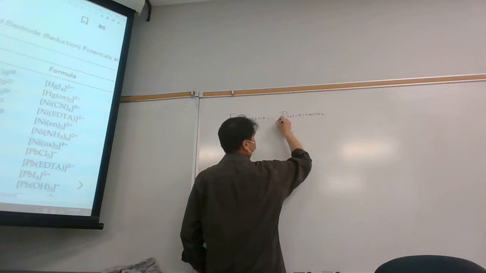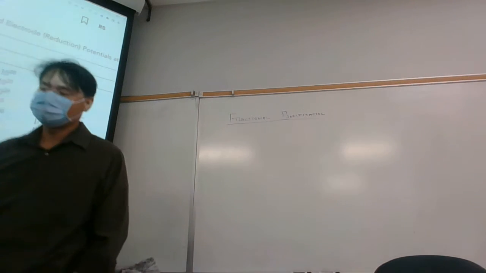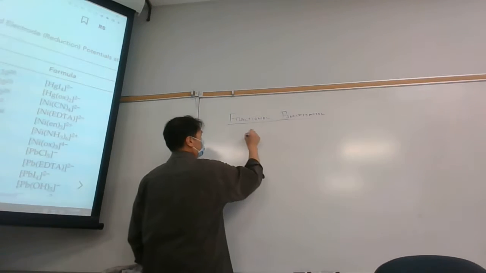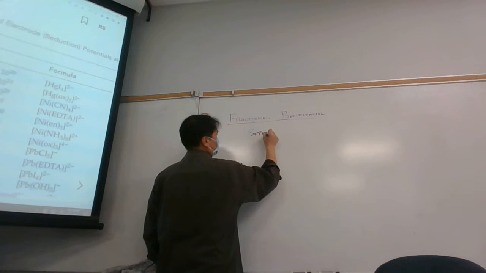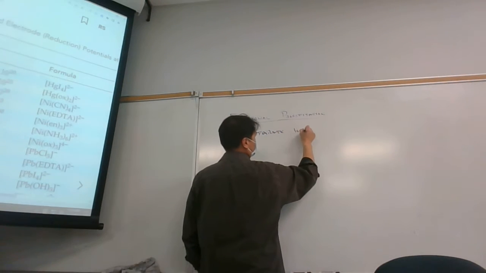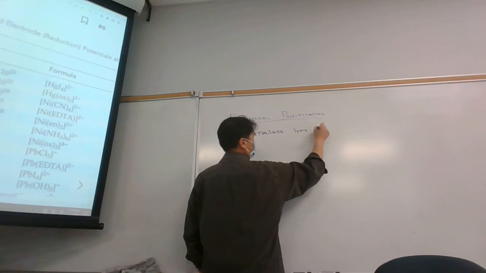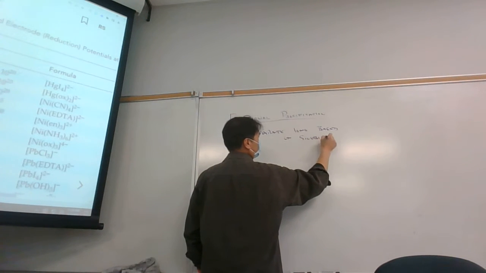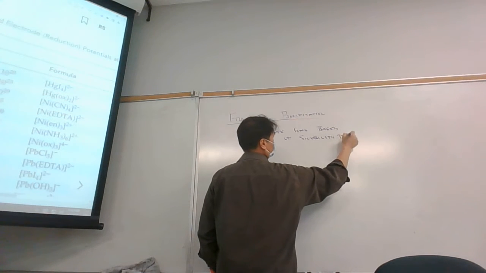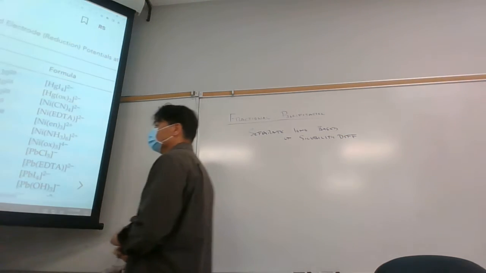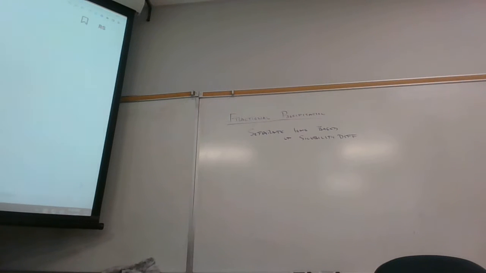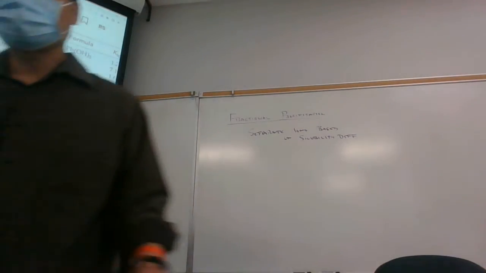In fractional precipitation, what we're trying to do is we're trying to separate ions based on differences in their solubility. Based on the solubility differences. And so take a look at the KSP chart and then see what I might be talking about here.